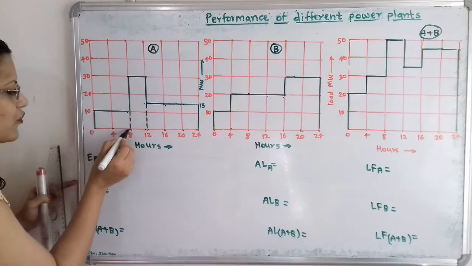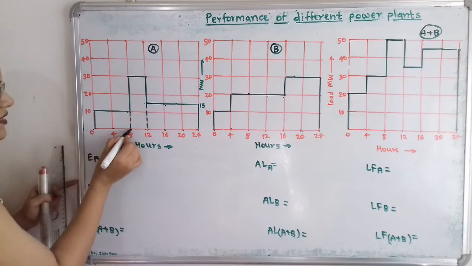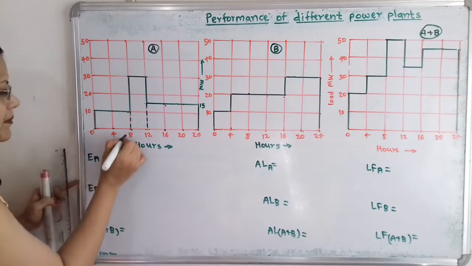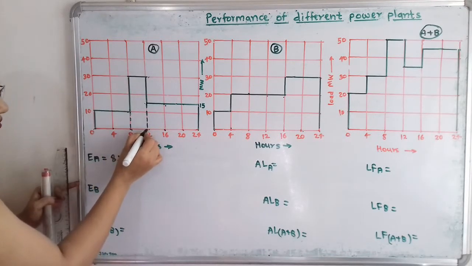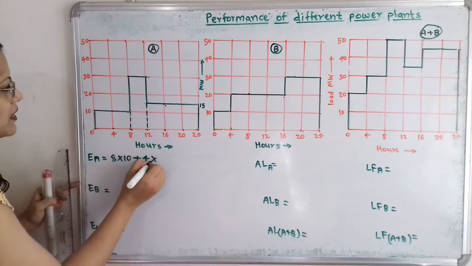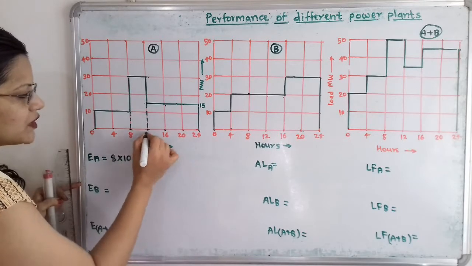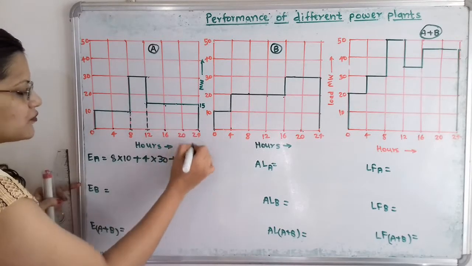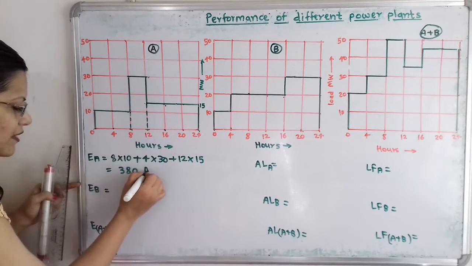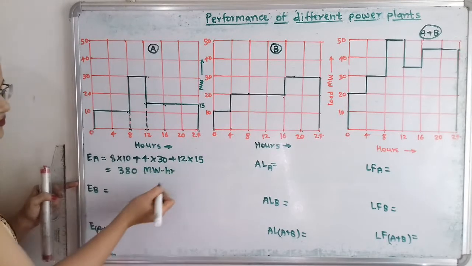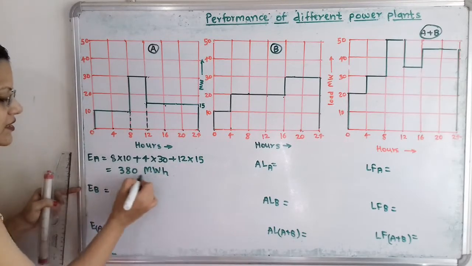So what is the area for this first rectangle? That is base length multiplied by height. So base length is 8 hours multiplied by height 10 megawatt, plus now for this second, 8 to 12, that is 4 hours multiplied by height 30. Then in the same way 12 to 24, so plus 12 hours and height is 15. So when we calculate this we will get the answer 380 and the unit is megawatt hour, that is MWh. So this is the unit.